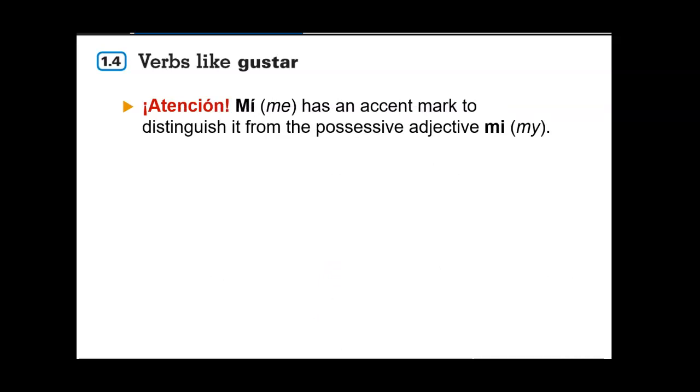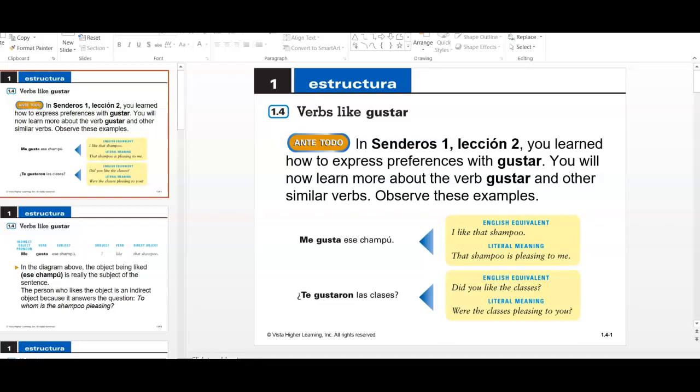Lastly, mí has an accent mark, I'm sorry, I'm reading in Spanish. So mí has an accent mark to distinguish it from the possessive adjective mi, which is my. So if it has an accent mark, it means me. If it doesn't, it means my. All right, and that's the end of it.